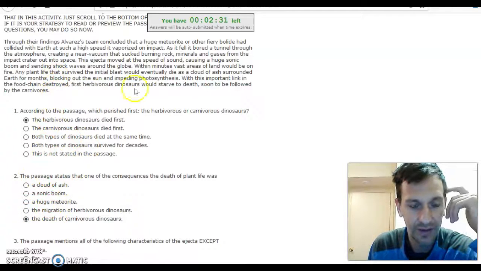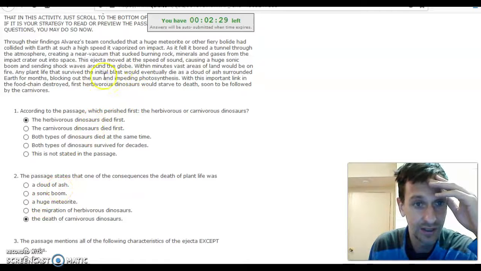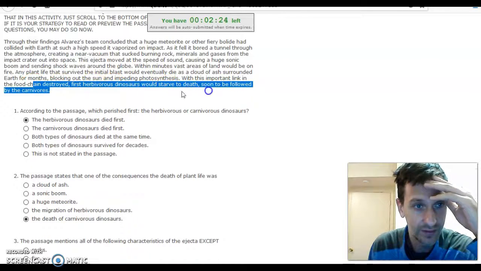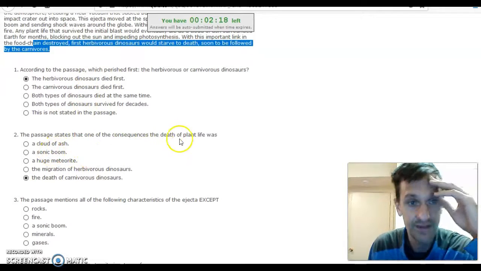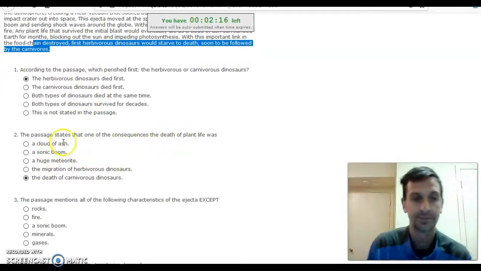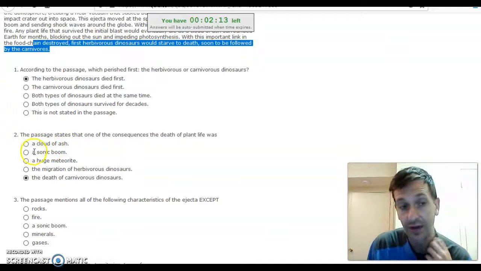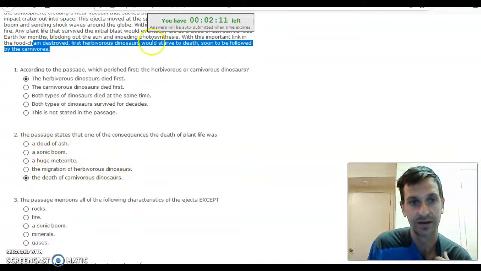Okay, so we gotta figure out what were the consequences. Was it a cloud of ash or was it the death? This cloud of ash surrounded Earth, blocking out the sun and impeding photosynthesis. One of the consequences was a cloud of ash? No, that's what happened. The consequence was the death.